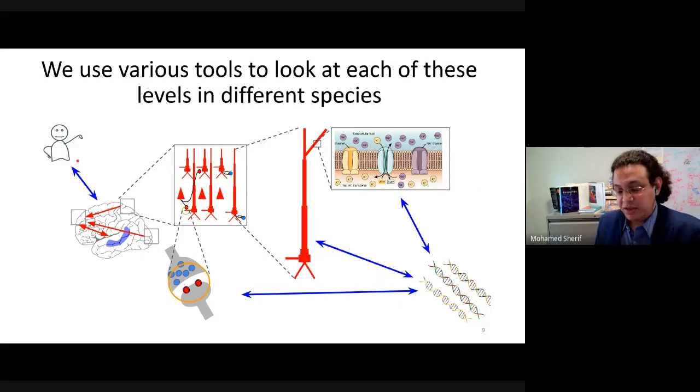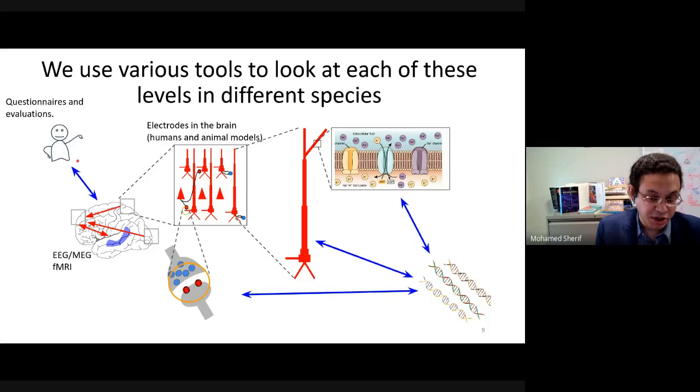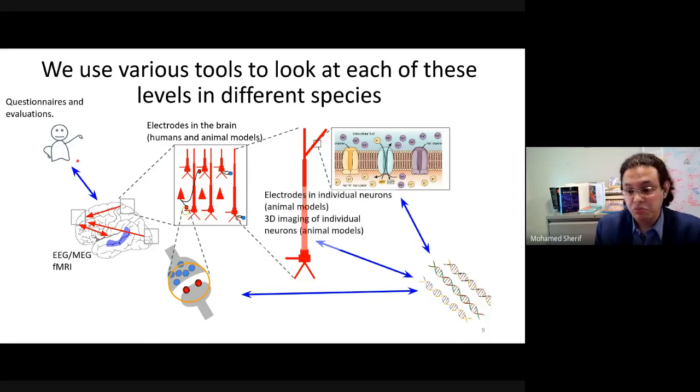What adds another layer of complexity is that we use various tools to look at each of these levels in different species. So we have questionnaires and evaluations when looking at the behavioral level, to extract behavioral data. We look at EEG or MEG or fMRI to look at whole brain connectivity. We can insert electrodes in the brain, whether in human patients or in animal models. Mainly in animal models, we can extract the 3D geometry of the individual neurons, so we can image their 3D geometry.